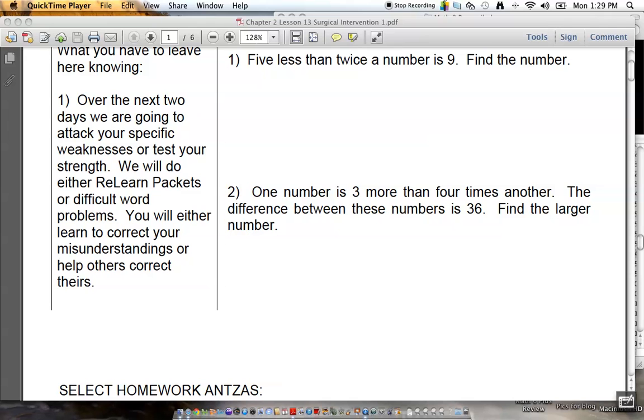Max? Yeah, 2x minus 5. Listen, see this phrase here? Stephen, I want you to look at this. This is very important.